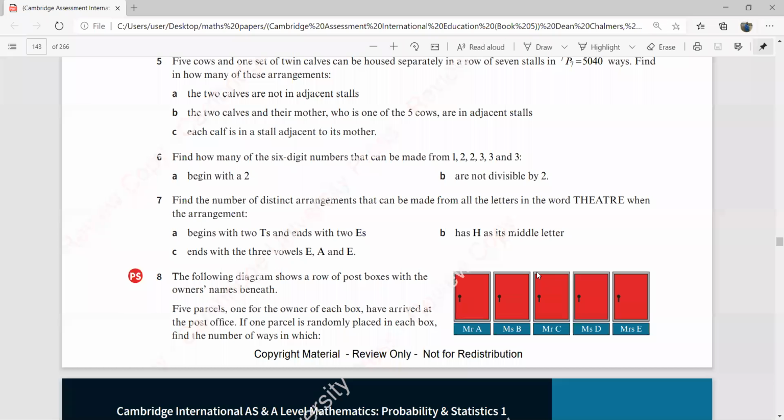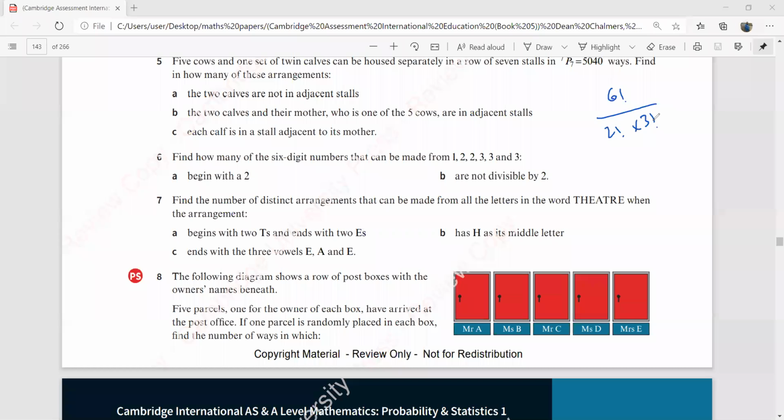Now it says find how many of the 6-digit numbers that can be made from these 6 digits, where there is 1, 2 twos and there are 3 threes. Now let me ask you first of all, before we go into the A and the B part, how many 6-digit numbers we can make from all these 6 digits? There's no condition. Sir, 6 factorial over 2 factorial times 3 factorial. Very good, great. That is the total number of 6-digit numbers.